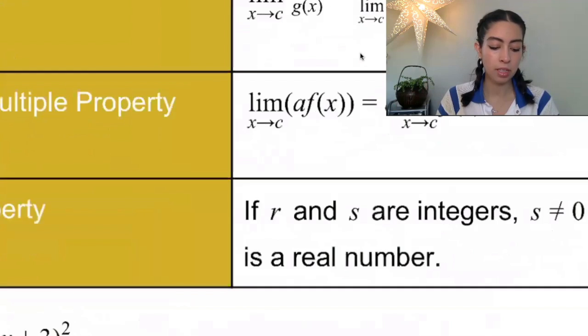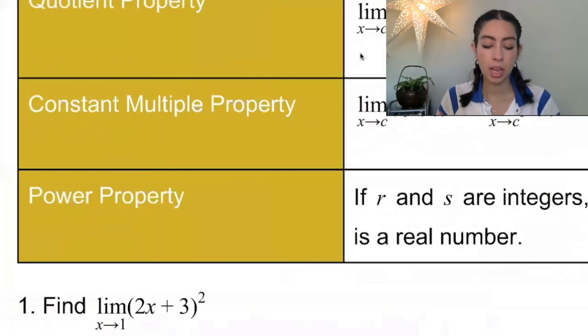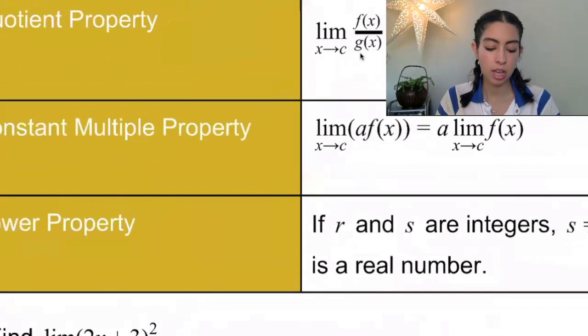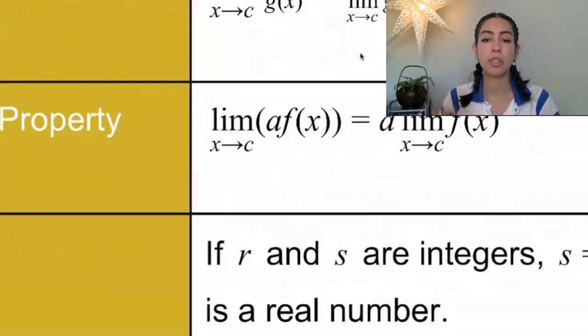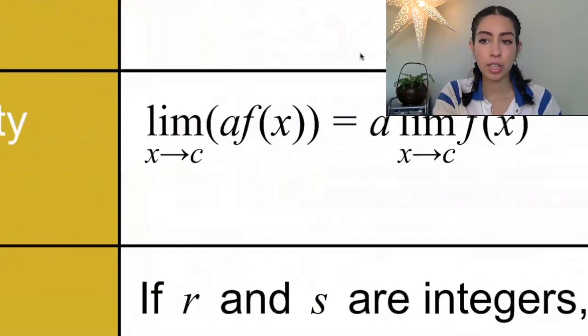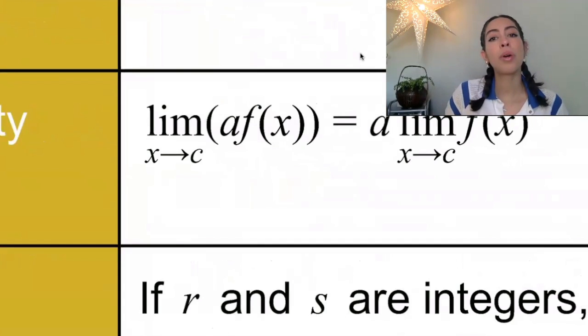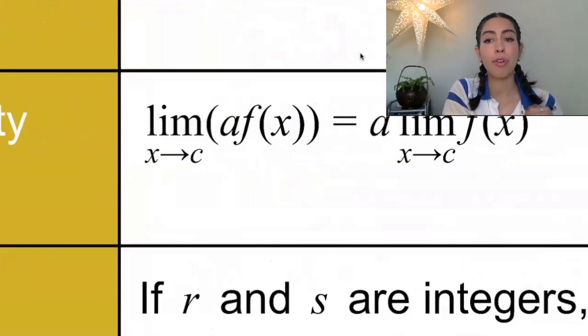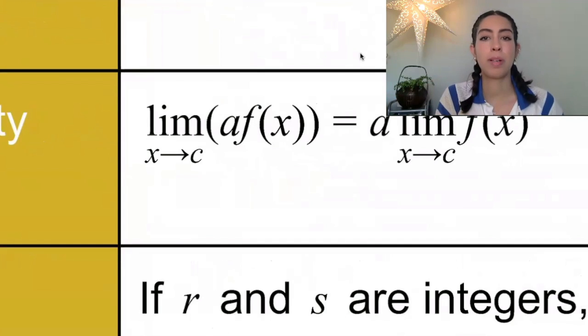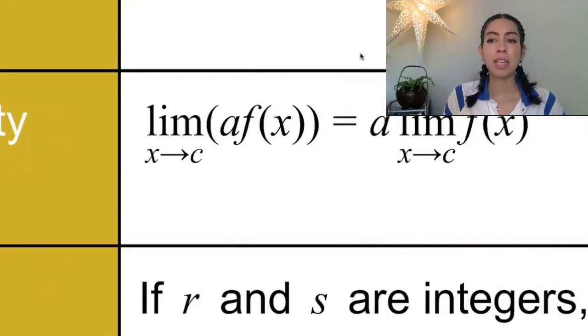The next property is the constant multiple property. And so this says that if you are taking the limit as x approaches c of any function and you have a constant that is multiplying that function, you can always pull that constant out in front, take the limit of just that function, and then multiply it at the end. It makes things a lot more simplified. It's almost kind of like factoring out and then just being able to multiply that to everything.